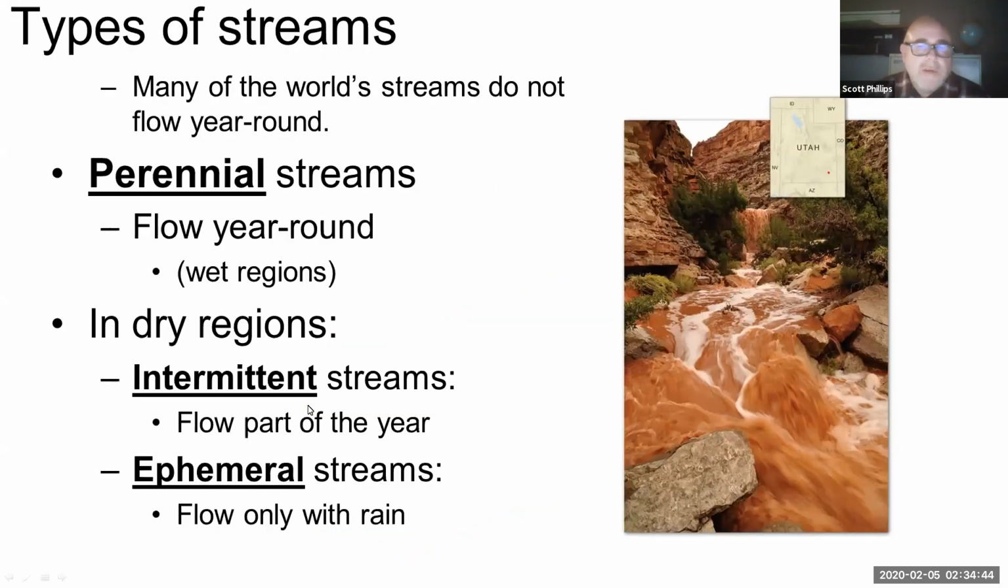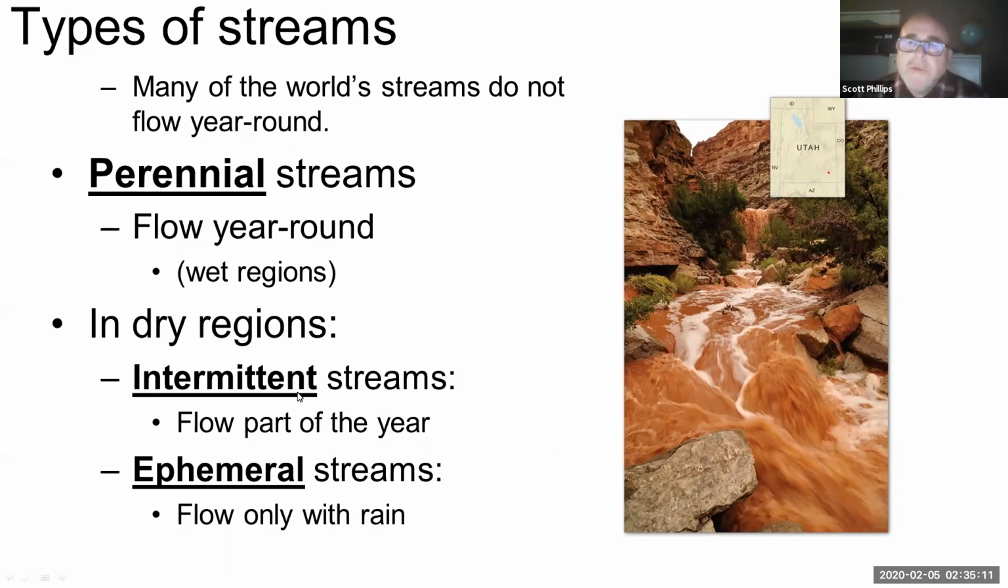One thing to note is that there's different types of streams. We can classify them as, in wet areas, we have what are called perennial streams, and these are streams that run year-round. So for example, the San Joaquin River, sometimes it's higher and sometimes it's lower, but it always has water in it. However, in dry regions, the rivers don't always have water. Some have water for part of the year. These are called intermittent streams.